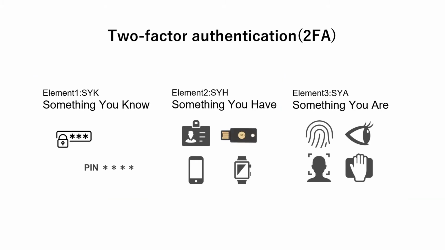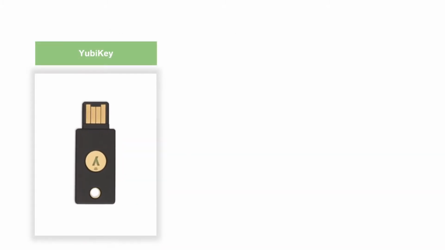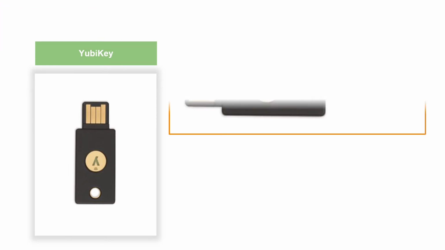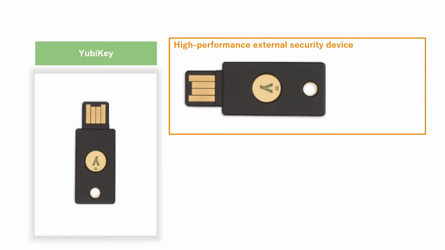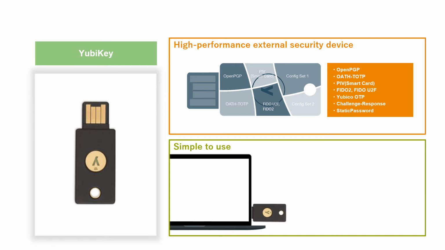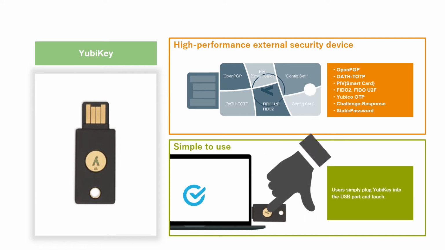YubiOn's two-factor authentication uses a device called YubiKey. YubiKey is a high-performance external security device that supports various protocols and has been used all over the world. Simple to use, users simply plug YubiKey into the USB port and touch. It realizes strong security with easy operation.